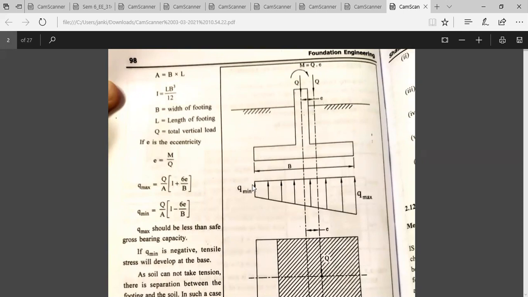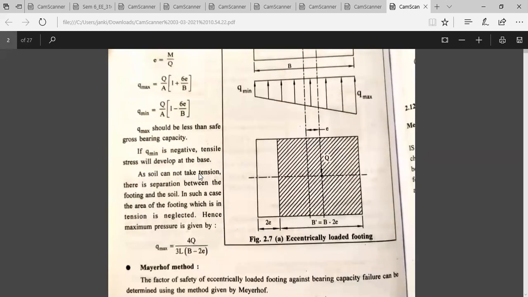Here Q minimum and Q maximum are given. Where the eccentricity lies, that part settles more, so the pressure on that part is maximum and the settlement on the other part is less, which is Q minimum. If e is the eccentricity, the equation is e equal to M divided by Q. Q maximum is equal to Q by A times (1 plus 6e by B), and Q minimum is equal to Q by A times (1 minus 6e divided by B).